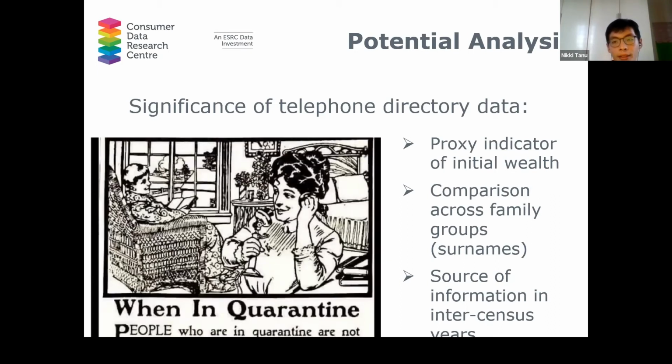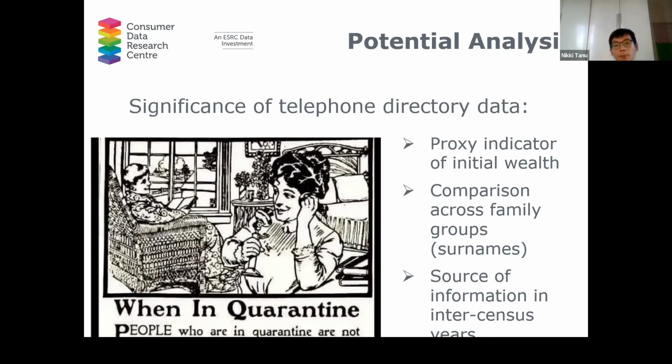Especially when the telephone was just introduced, anyone who could subscribe was probably a well-to-do business or a wealthy family. So we could use the incremental addition to the telephone directories as a proxy indicator of how rich people were. And for individuals, we can use their names to conduct a surname analysis. Looking at where there are wealth disparities in London, we can also see which surnames were more represented in the earlier editions of the telephone directory.